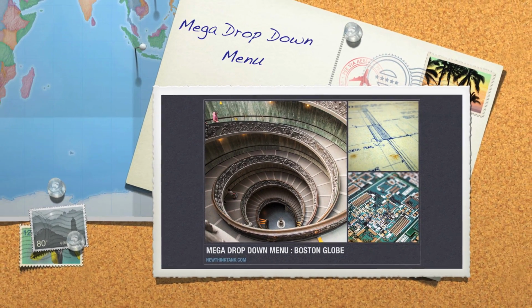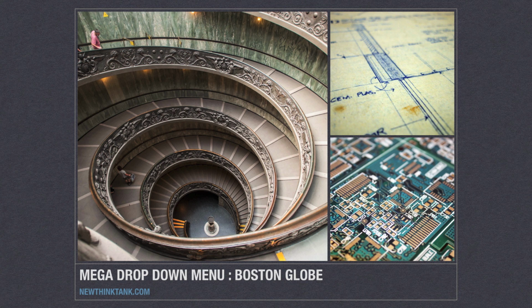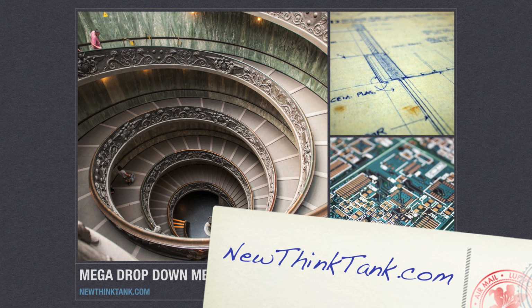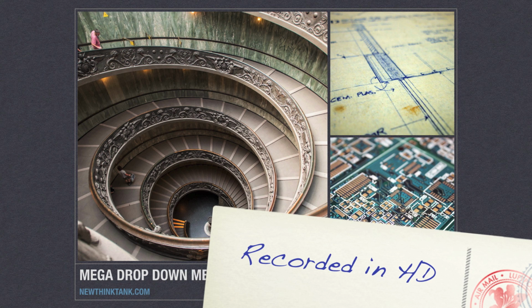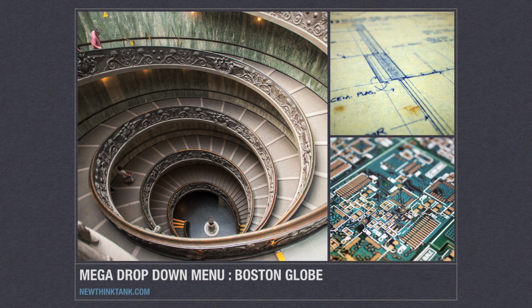One of you guys asked me if I could recreate the Mega Dropdown used on the Boston Globe's website, which this person told me is a great example of responsive web design. So I decided, what the heck, I'm going to do that. I didn't look at any of the code on the Boston Globe website. I'm just purely going to look at what it looks like and recreate the entire thing in this one video.